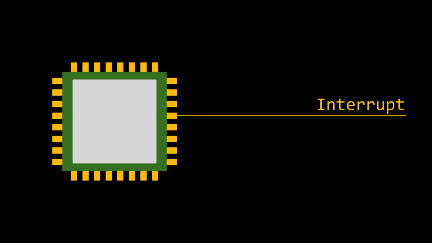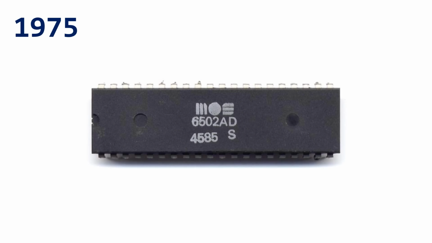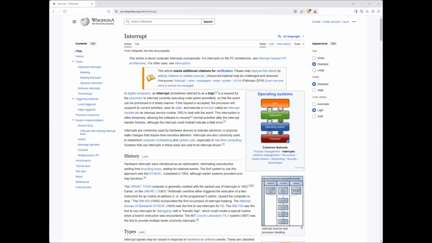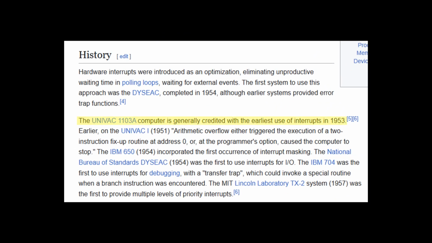Interrupts, sometimes also called traps, are an essential feature of computers. The legendary MOS 6502, one of the most popular CPUs of all time and nearly 50 years old, had interrupts. Even microcontrollers, which are designed to be simple processors for controlling electronics, have interrupts. Computers with an interrupt mechanism have been with us for more than 70 years. So yeah, computers wouldn't be the same without them.